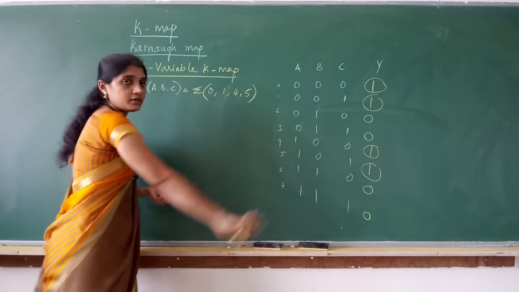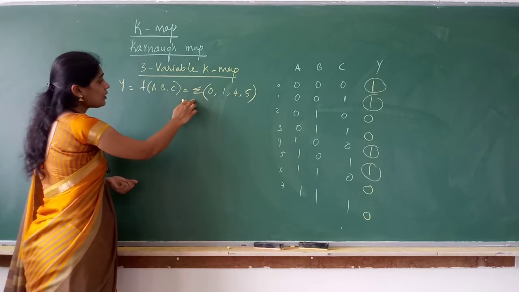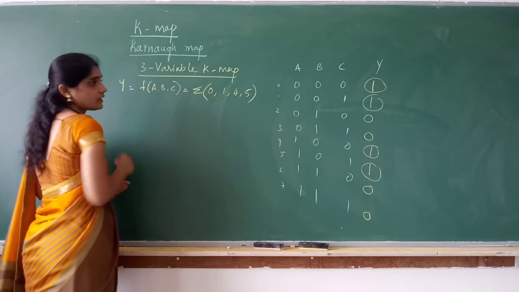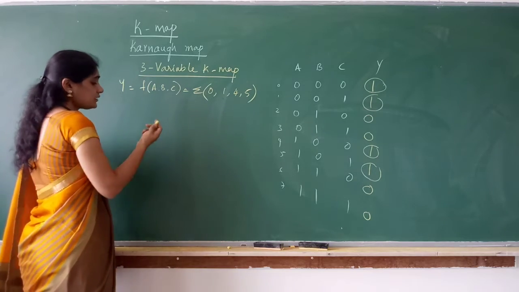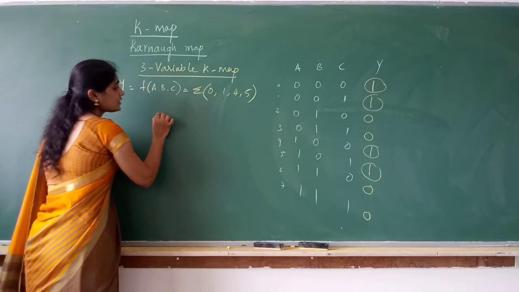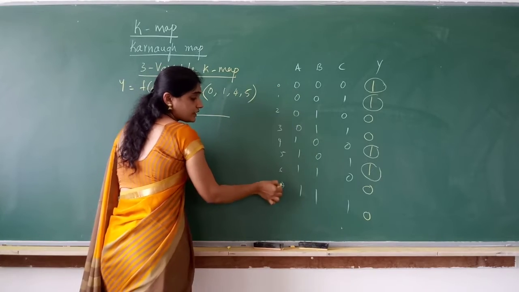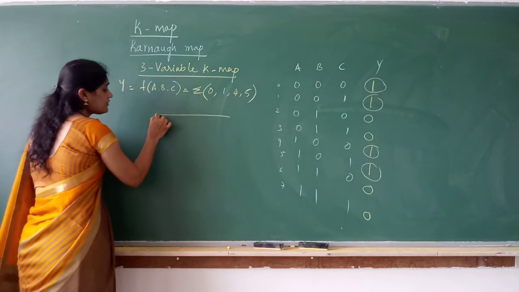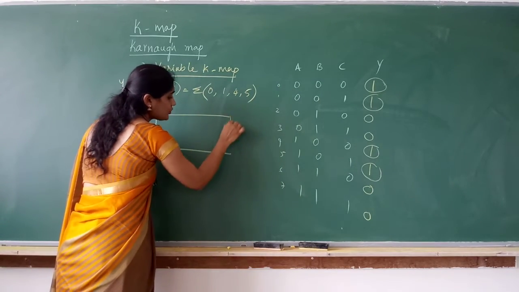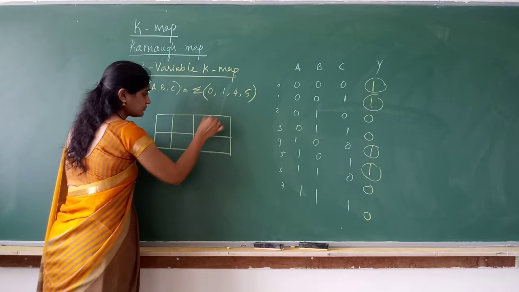So that is one part. Now I have to simplify this equation. How to simplify this equation using a 3 variable K-map? Please be attentive. Let me write the structure of the 3 variable K-map. How many different combinations do I have? 0 to 7, that means 8 different combinations. So in your K-map you can see 8 cells.